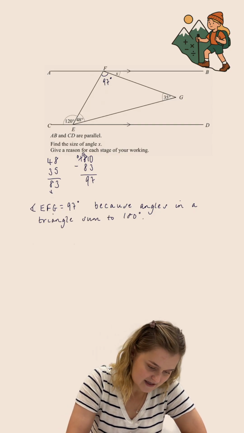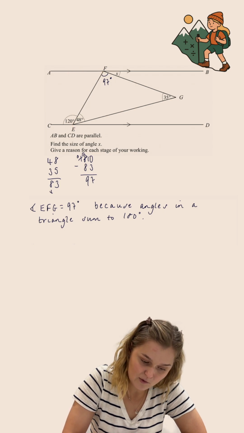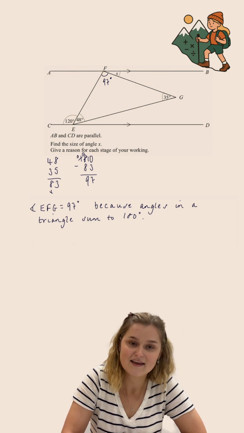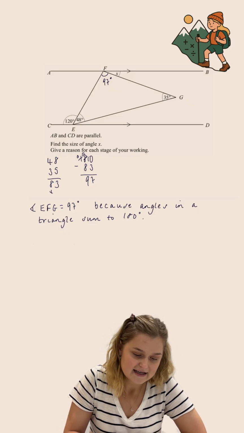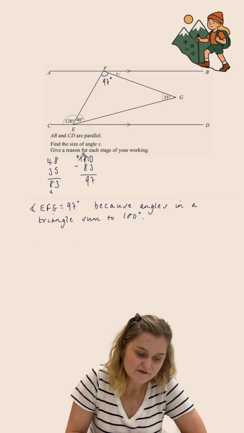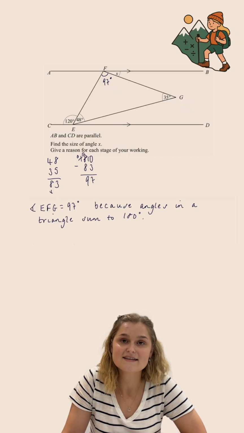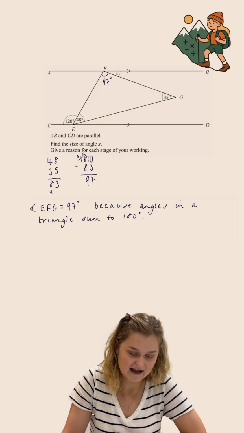Next, I'm going to find this angle here, the angle EFA or AFE. And the reason I can find that one is because this line here and this line here are parallel. And if I can create a C shape with my parallel lines, like I can here, then the angles inside that C shape sum to 180. Now this is called co-interior angles.